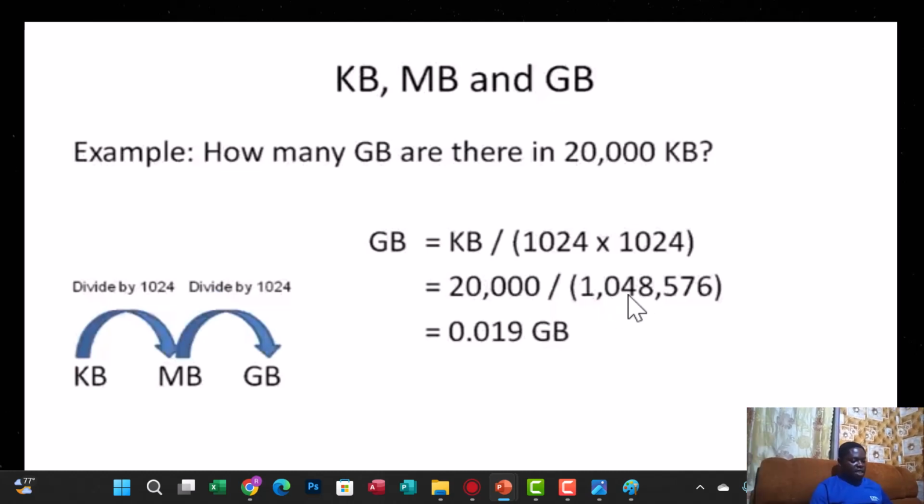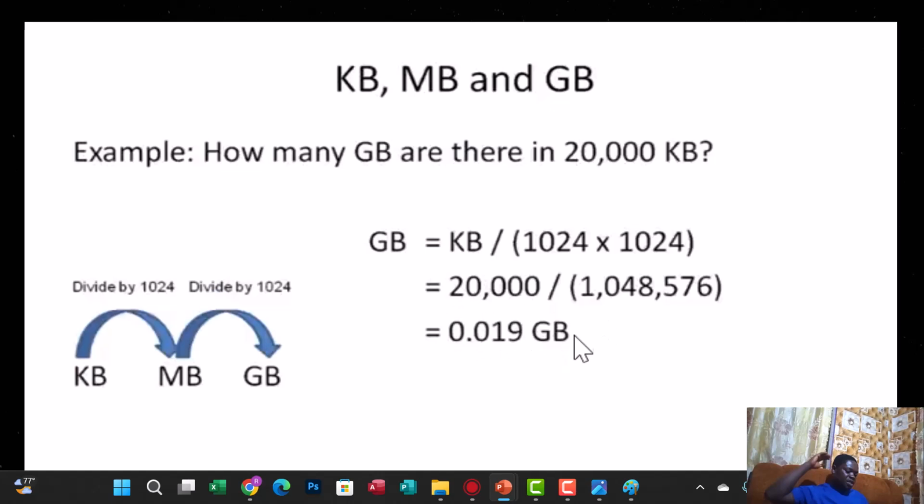If you feel like you want to approximate it, please learn how to approximate it, and do not do the approximation before you divide. Finish everything and then do your rounding up over here.